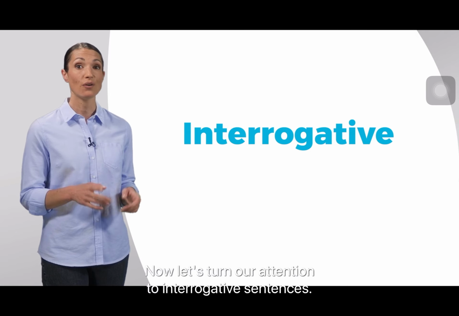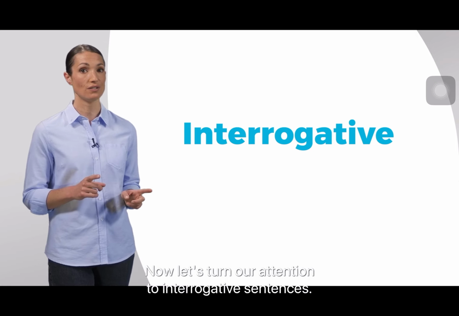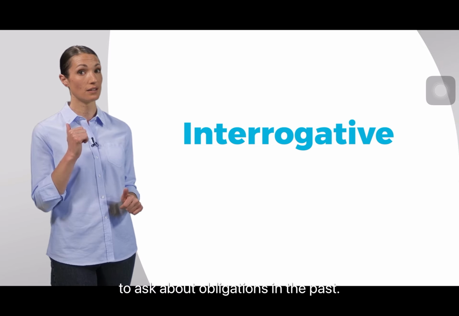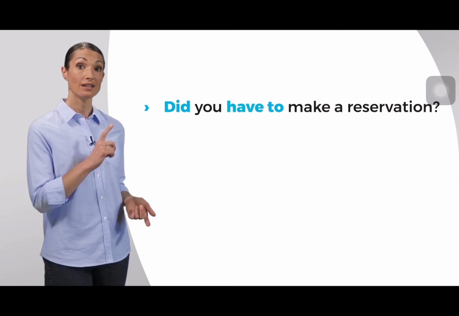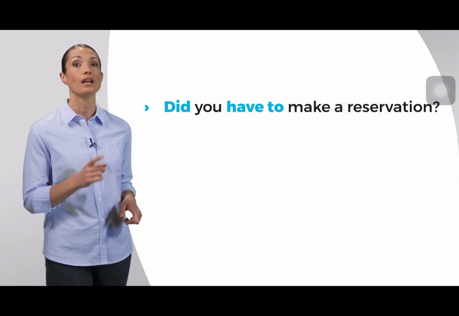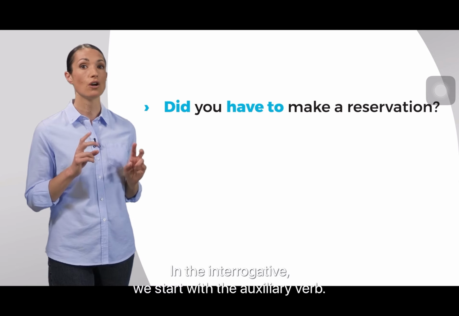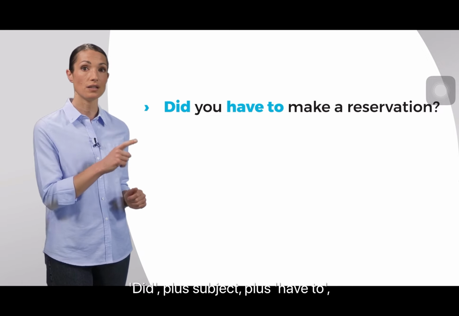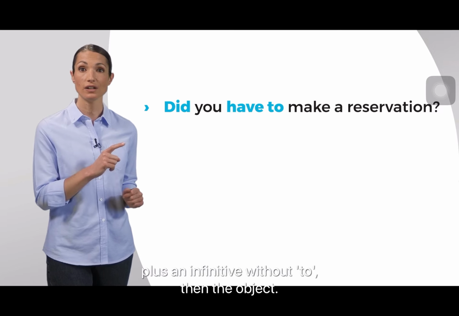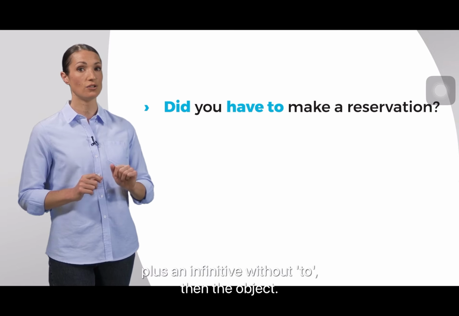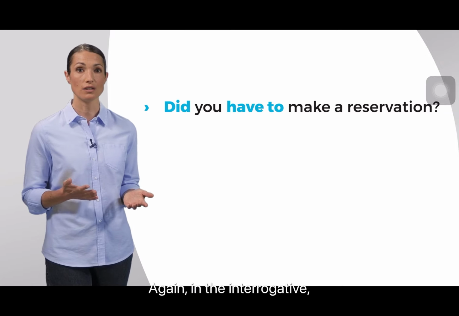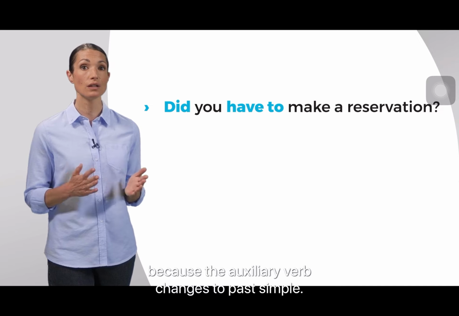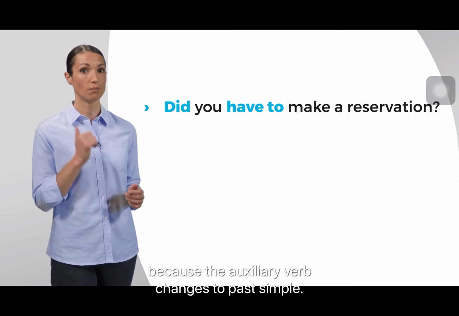Interrogative. Now, let's turn our attention to interrogative sentences. We use the interrogative form to ask about obligations in the past. Look at this example. Did you have to make a reservation? In the interrogative, we start with the auxiliary verb. The structure is like this. Did plus subject plus have to plus an infinitive without to, then the object. Again, in the interrogative, we leave have to in the infinitive form because the auxiliary verb changes to past simple.